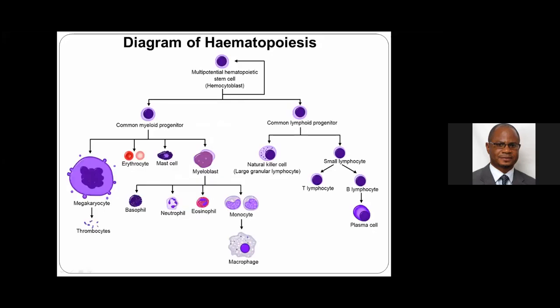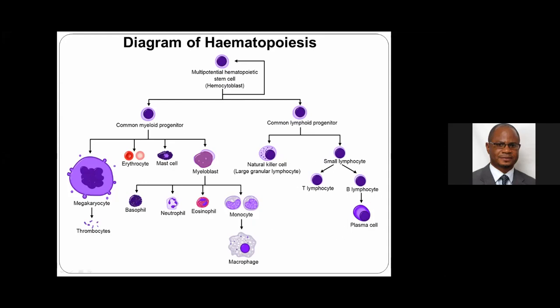So here again, we have the table showing the multipotential hematopoietic stem cell divided into common myeloid progenitor cell or common lymphoid. Common because these cells will come from it. Okay, so natural killer cell, T and B lymphocytes will come from the lymphoid cell.